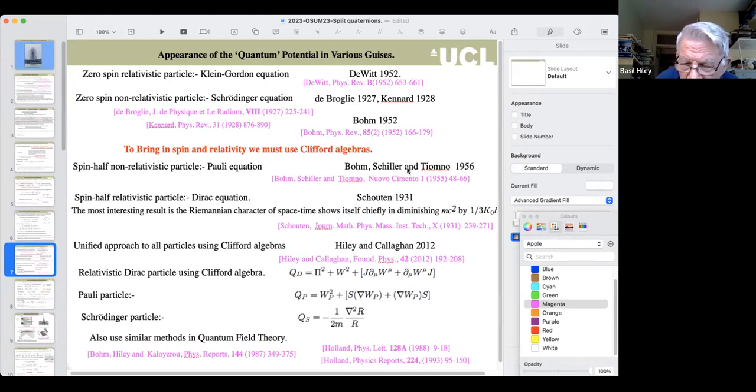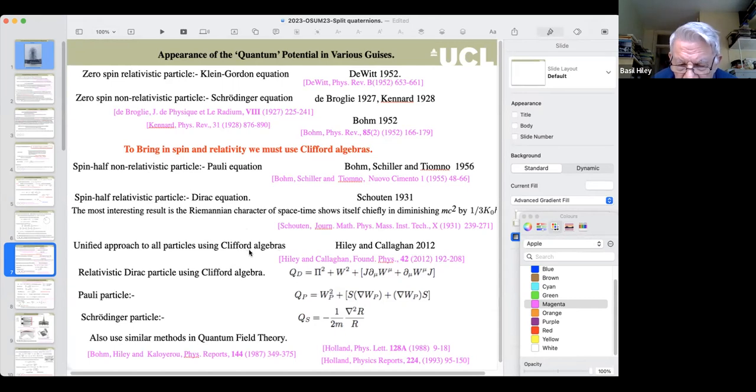Then the Pauli equation was already generalized by Bohm, but the Dirac equation Bohm found very difficult. And there is a story out there that Bohm said to someone that he would buy a crate of champagne for anybody who did the Dirac picture. But what he hadn't realized is that the Dirac particle had already been done in 1931 by Schouten. And what Schouten writes is: the most interesting result is the Riemannian character of space-time shows itself chiefly in diminishing the rest energy by this 1/3 K0, which is the scalar curvature tensor in Schouten's notation.